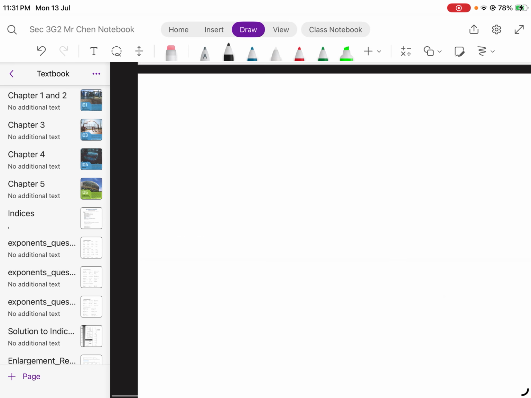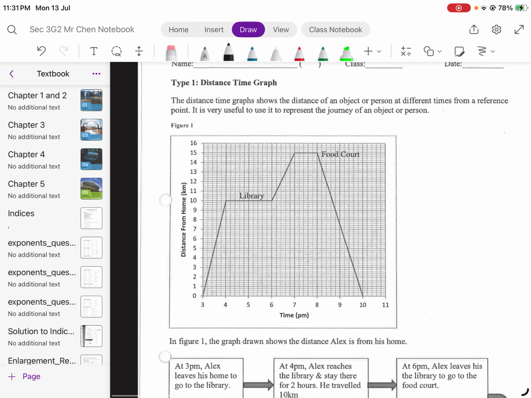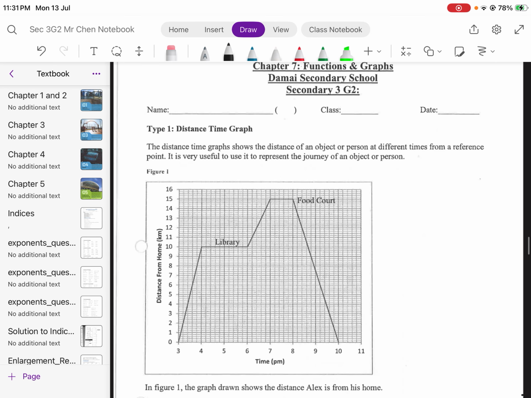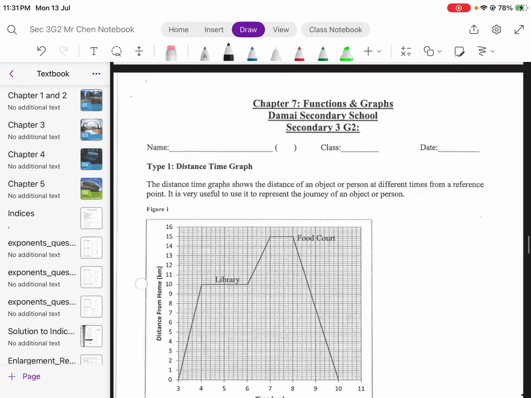Alright, so go and draw these graphs and complete them. Then I want to check in class. We'll stop here for now and we'll do this on Wednesday.